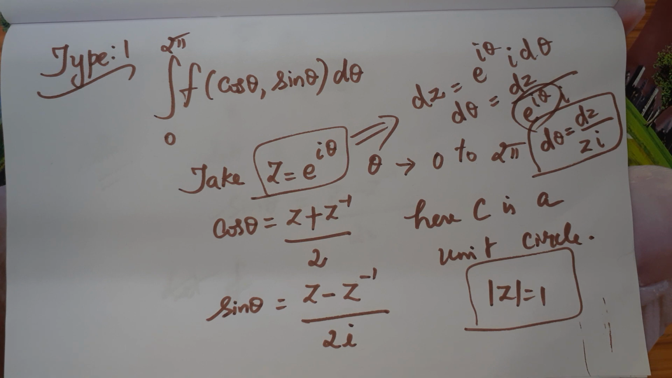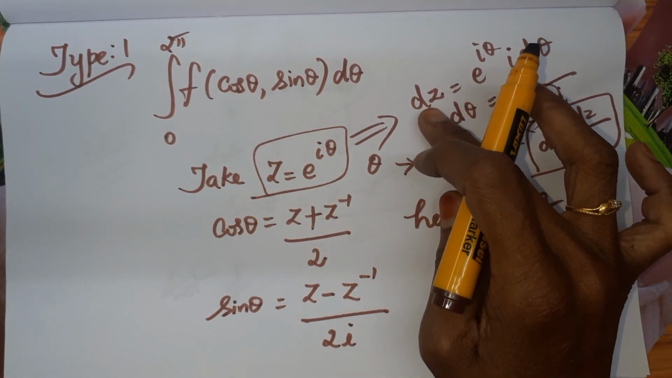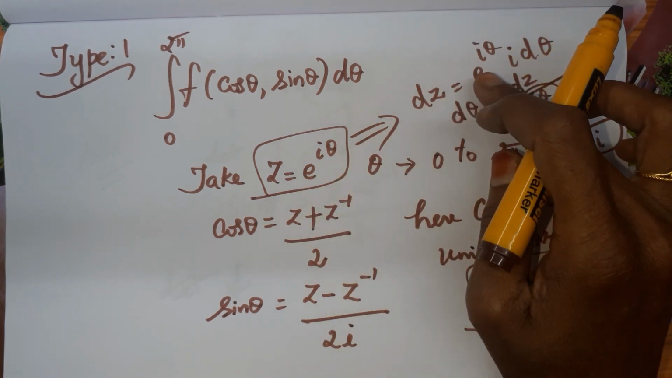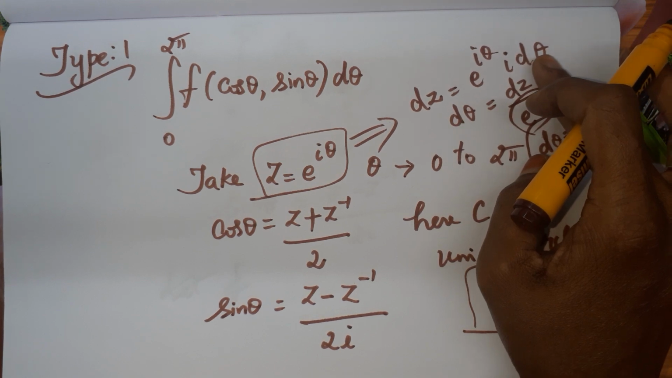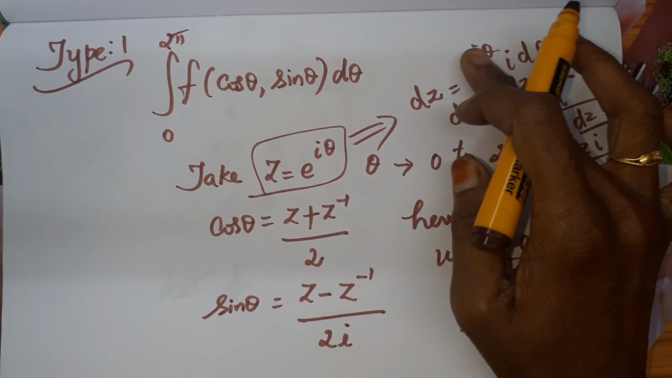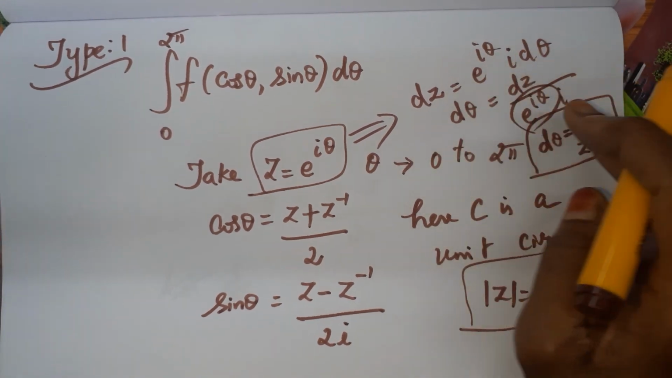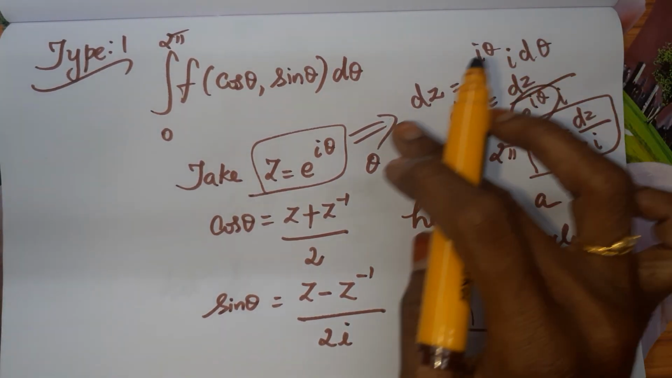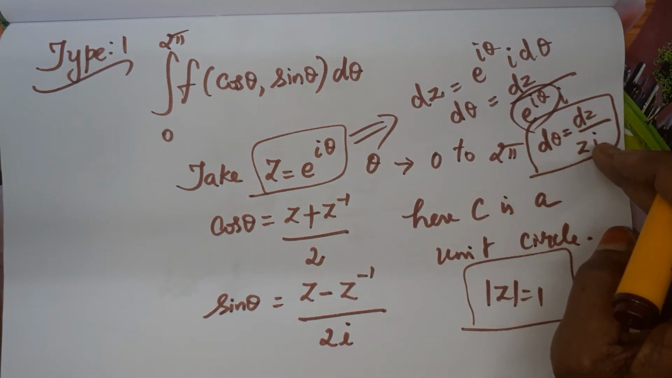We have to take z as e power i theta, differentiating both sides with respect to the corresponding variables. dz is equal to e power i theta into i theta we have to differentiate, that is i into d theta. Keep d theta on one side, bring these two terms to the other side. So d theta is dz by e power i theta into i. e power i theta we already took as z. So d theta is equal to dz by z into i.